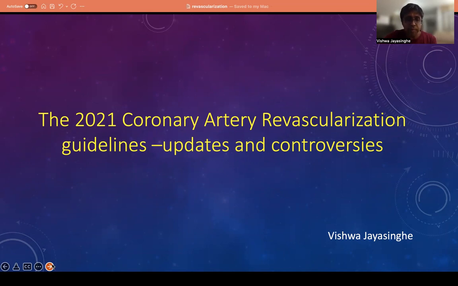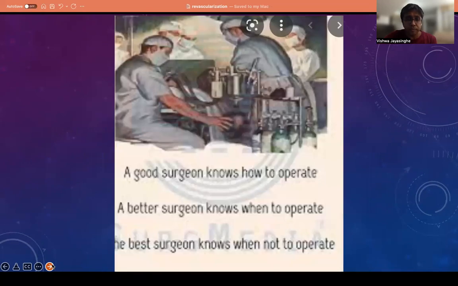So it's a very long guideline, so I'm going to speak about only the salient features in these guidelines. It's important to first get these concepts into your mind. First thing is this surgeon term can be replaced by the cardiologist as always. A good surgeon, good cardiologist will know how to, but the better ones will know when to, and the best ones will know when not to. Same goes with intervention. The most important thing is to know when to and when not to in the case of intervention. That is mainly the focus in my lecture today.